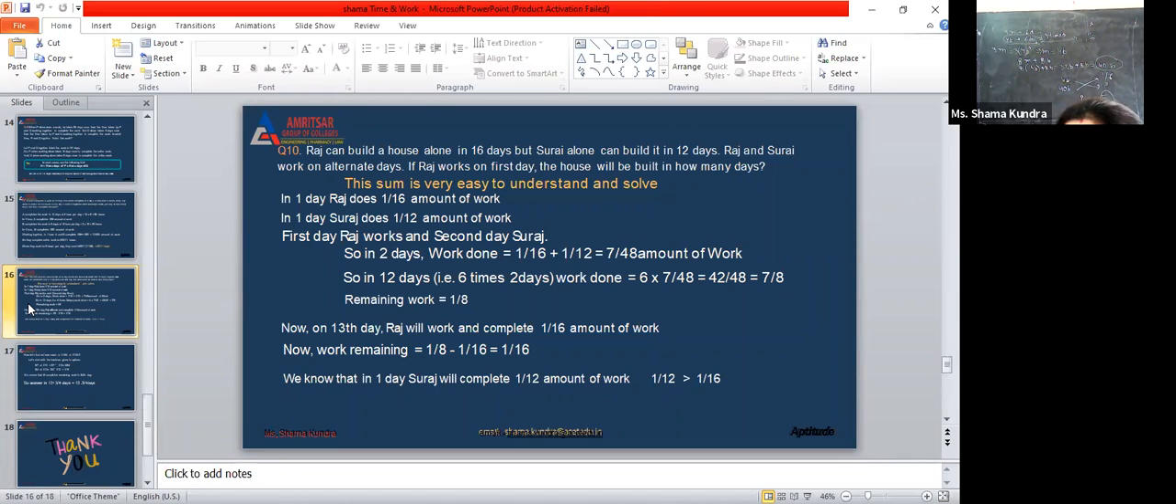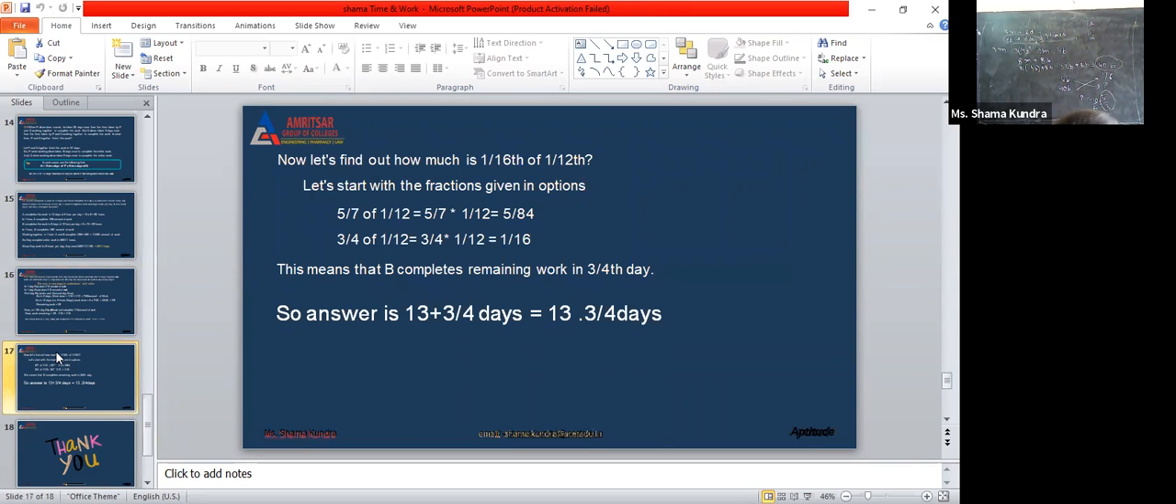Let us find out. It is nothing but 1 by 16 is what fraction of 1 by 12? 1 by 16 equals x into 1 by 12. You will find x is 3 by 4. That means 1 by 16 is 3/4 of 1 by 12. That is, if Suraj completes 1 by 12 amount of work in one day, in how many days will he complete 1 by 16th amount of work? Simply cross multiply like before, and you will get 3 by 4. So 13 days are complete, and on the 14th day only 3 by 4 of a day has been used.